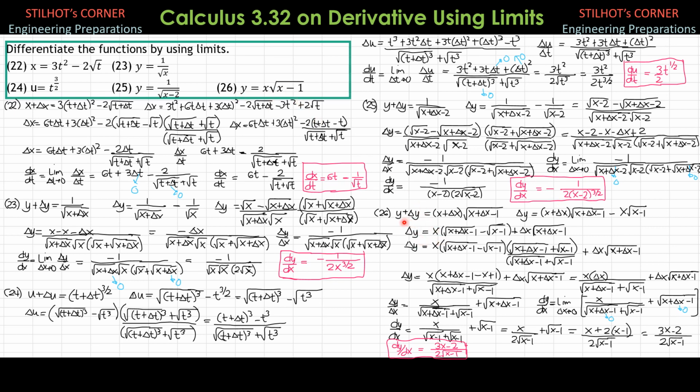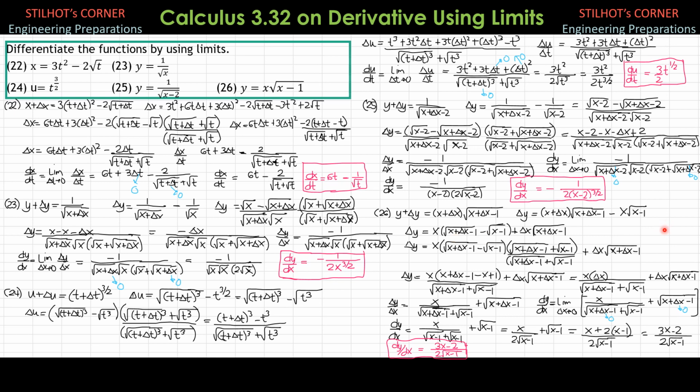Number 26: y is x square root of x minus 1. So y plus delta y is x plus delta x times the square root of the quantity x plus delta x minus 1. So delta y equals, we simply copy this, then minus y, which is x square root of x minus 1.